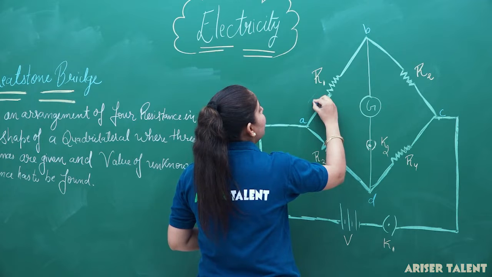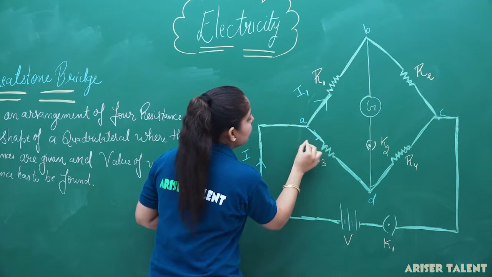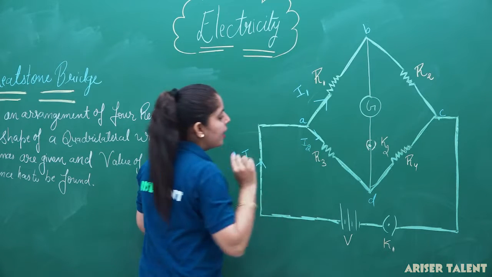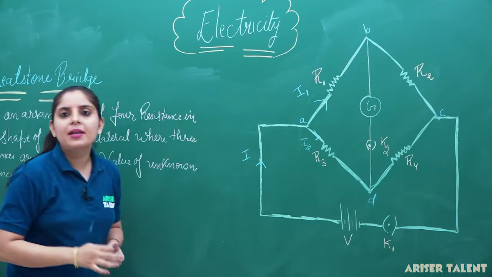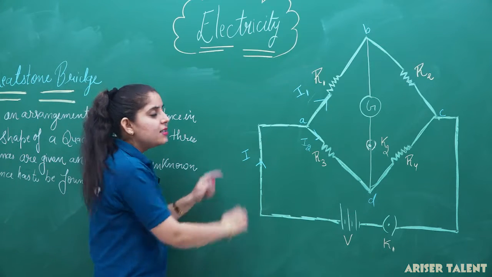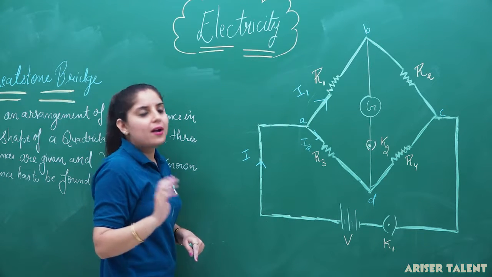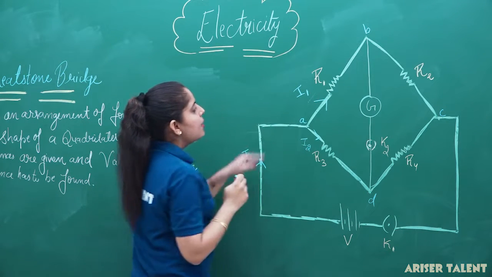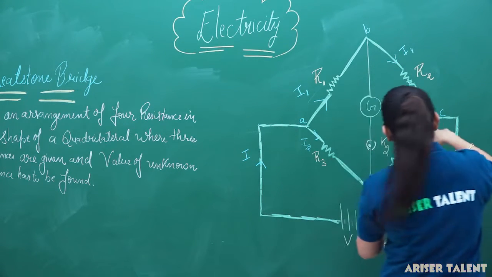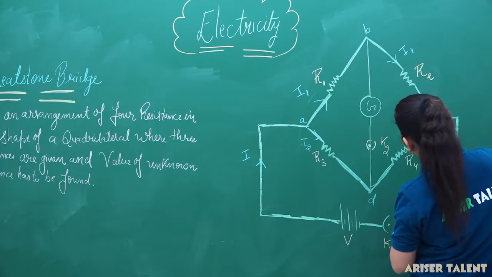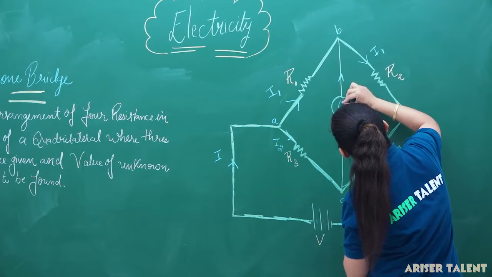It means the current going through R1 will be I1, and the current going through R3 will be I2. As soon as we press the key, the current will start flowing, and the current will be distributed into 2 branches, that is I1 and I2. Now, this I1 flows through R2, and through R4 we again have the current I2. We can observe a deflection in the galvanometer.